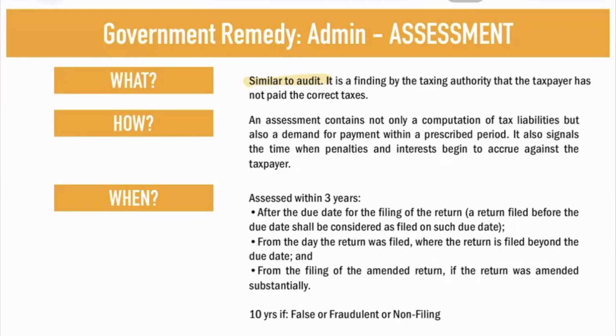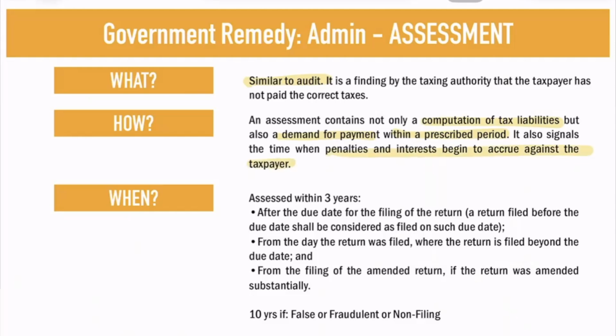Again, it is like an audit. An officer is authorized by law to ascertain the amount due by the taxpayer. The assessment contains not only the computation of your tax liabilities, but also a demand for payment within a prescribed period. In our previous sessions, we have already learned that once you are given a deficiency tax or an assessment, it already provides the due date. It also signals the time when penalties and interest begin to accrue against the taxpayer, because if you do not pay within the due date, you are subject to delinquency interest.